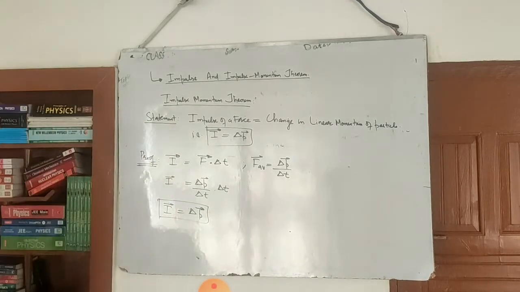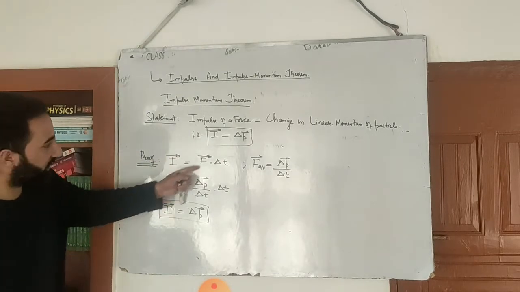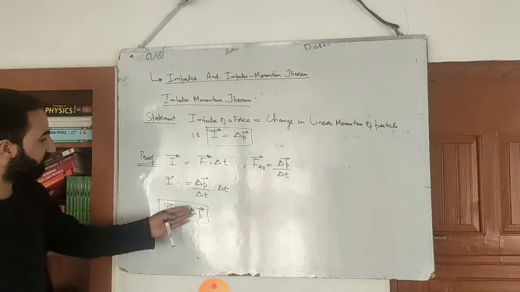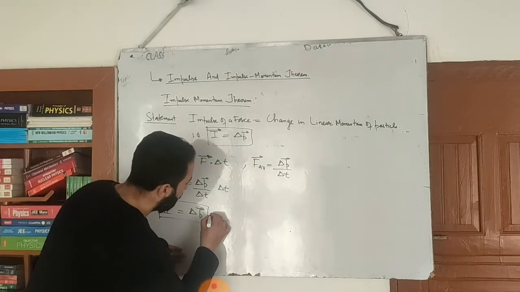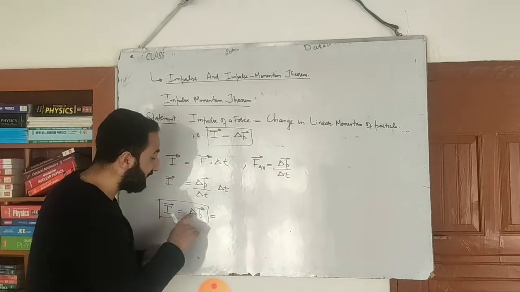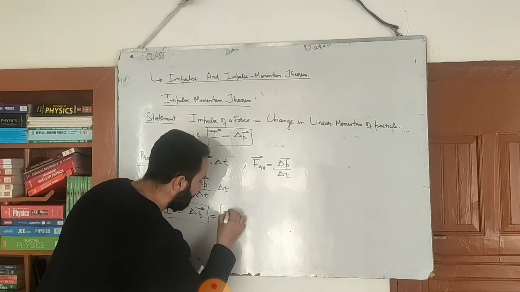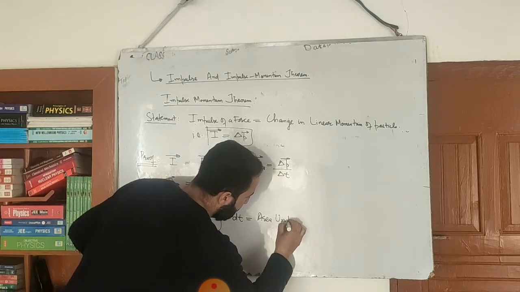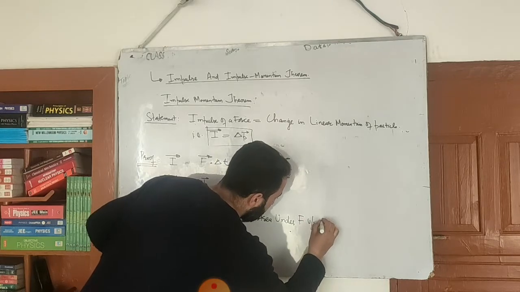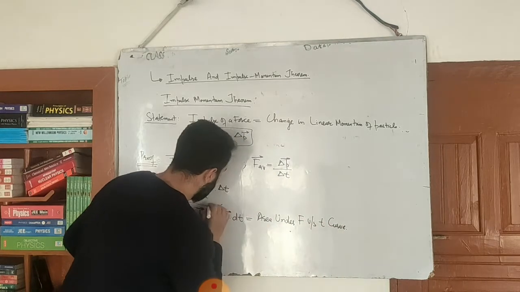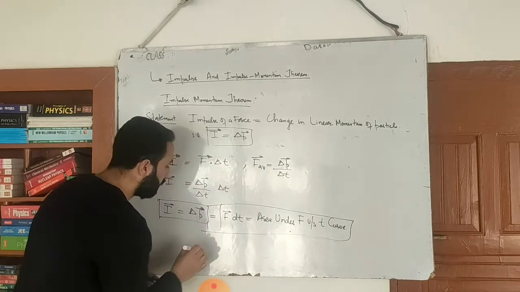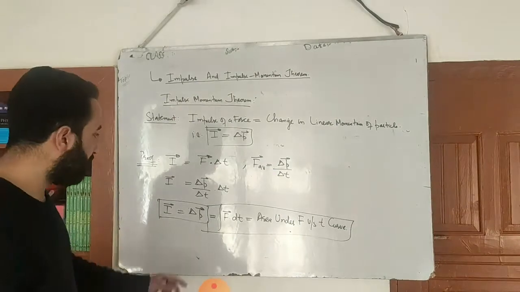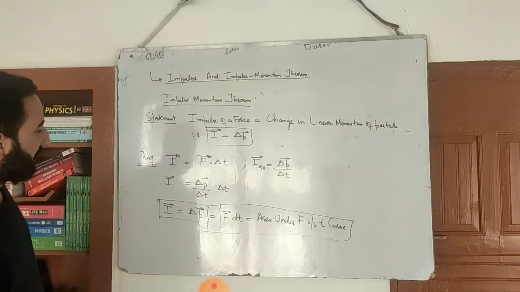In short, the proof: impulse is force multiplied by time. Substitute the equation for the force, that is delta P by delta T. It becomes simply delta P. So finally, impulse is delta P, and delta P is in turn equal to the integration of F dt, which is also equal to the area under the F versus T curve. Because we already know from Newton's second law of motion that the change in linear momentum delta P is equal to the integration of F dt.